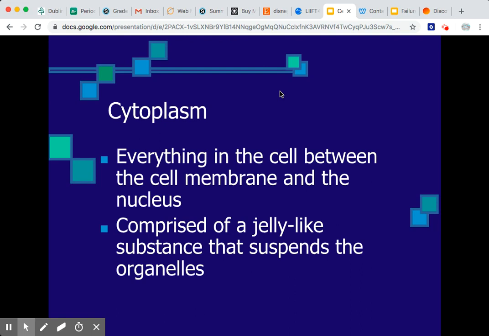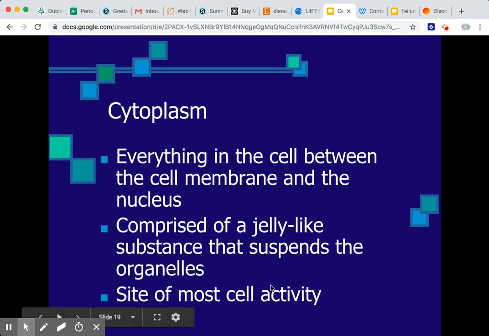It's kind of like a shock absorber. So it protects those organelles if something would happen to the cell, like if it were jarred around, it provides a little bit of a cushion. It's also really important because most of the cellular activity happens here. There are lots and lots of chemical reactions that happen within the cytoplasm.